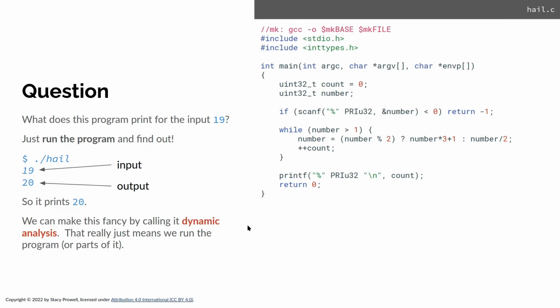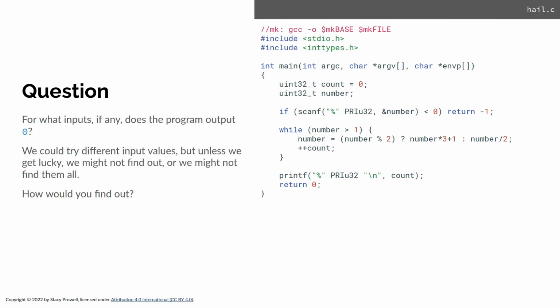And we can make this all fancy by saying this is dynamic analysis. Dynamic analysis is when you run the code and see what happens. That's basically it. I ran the code and I saw what happened. So what about this question? For what inputs, if any, does the program output 0? And I'd like to know all of them, if you can tell me all of them.